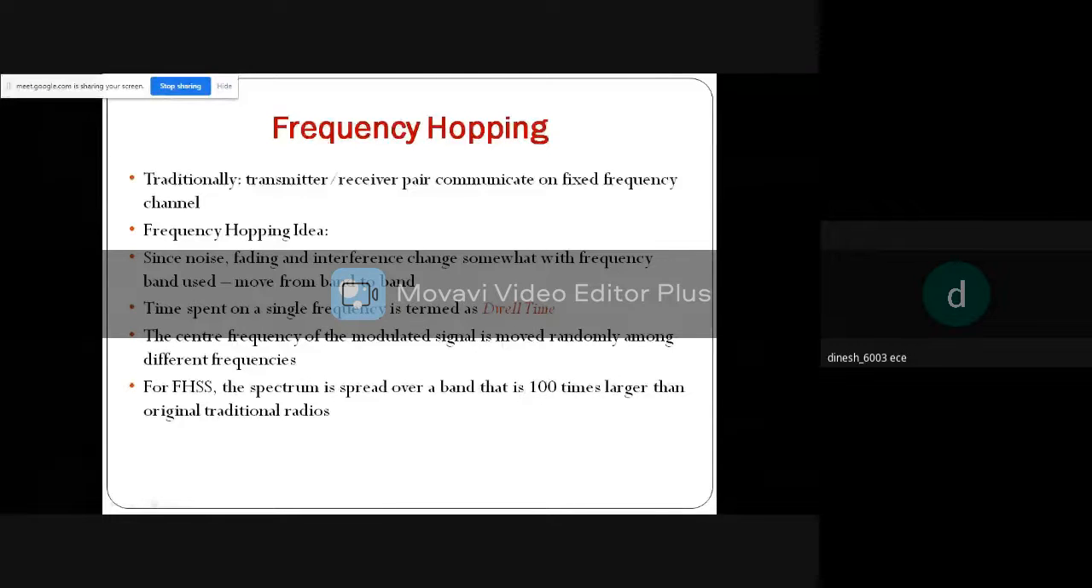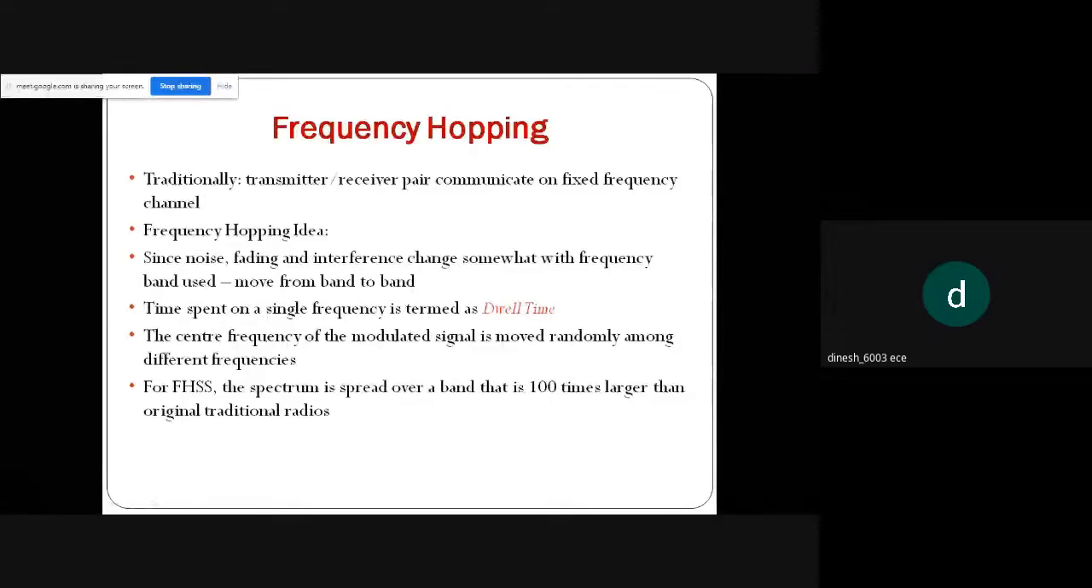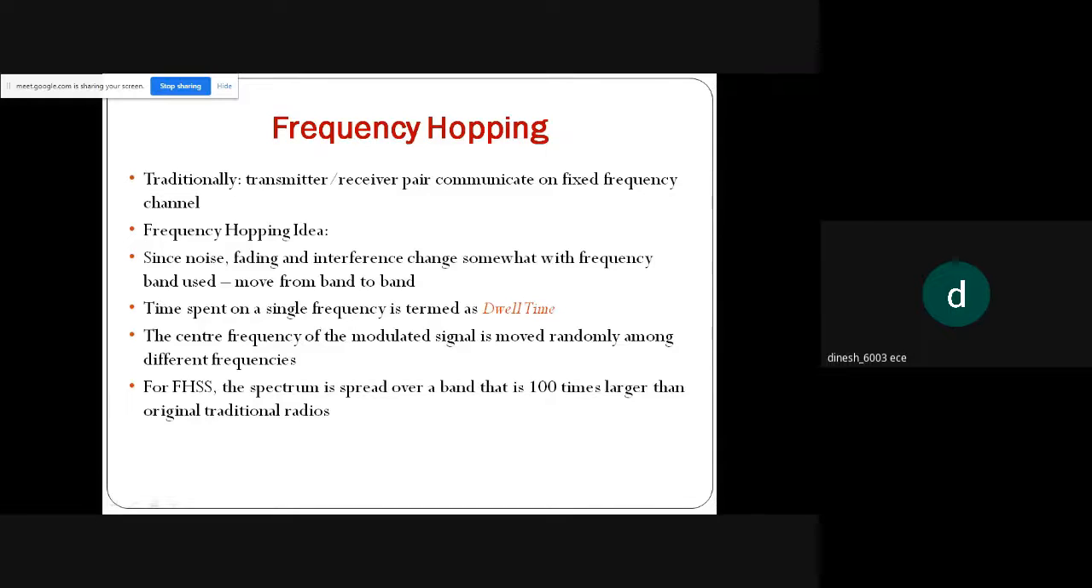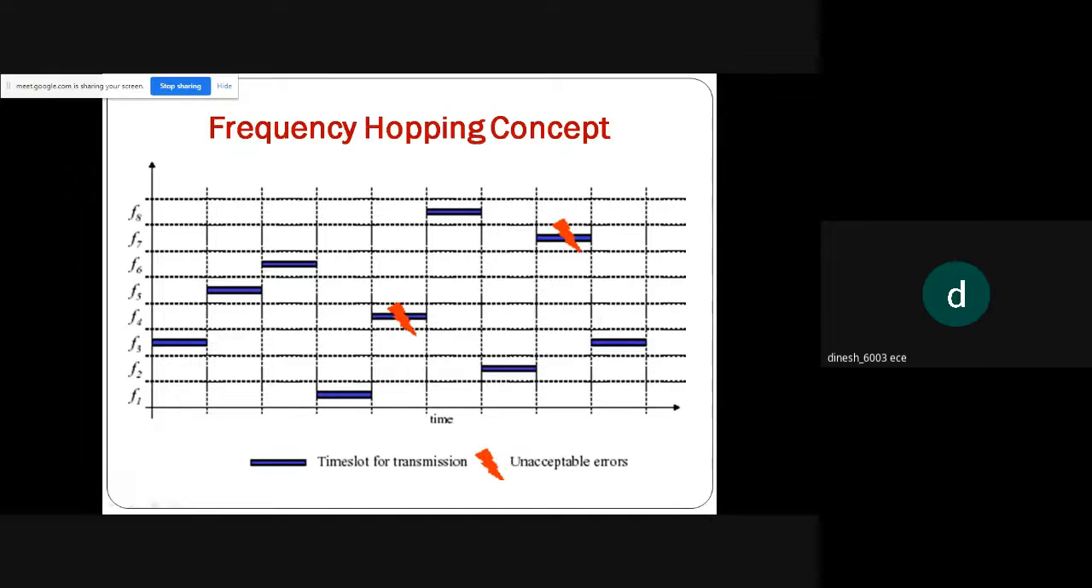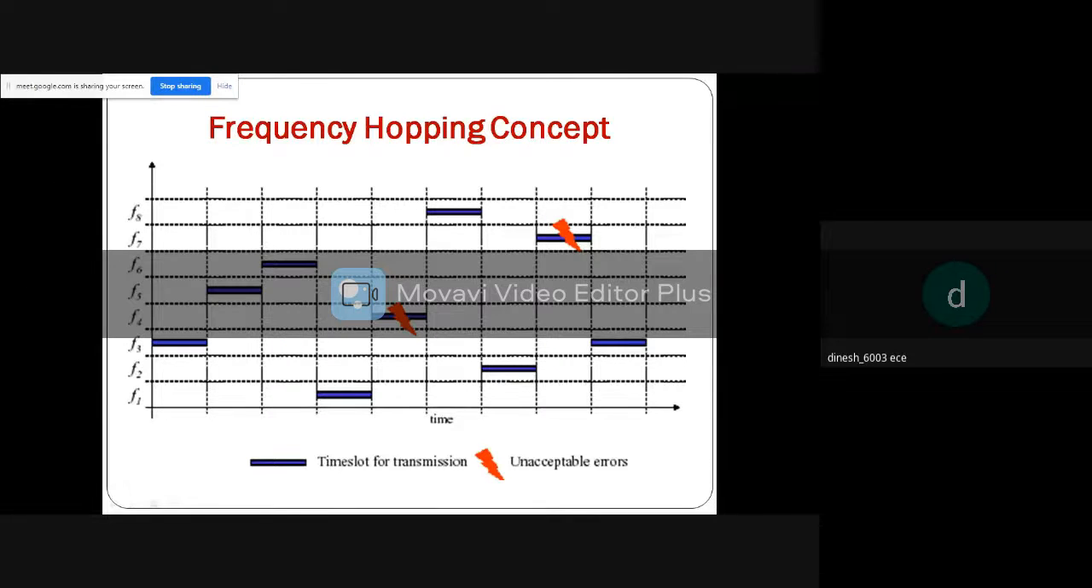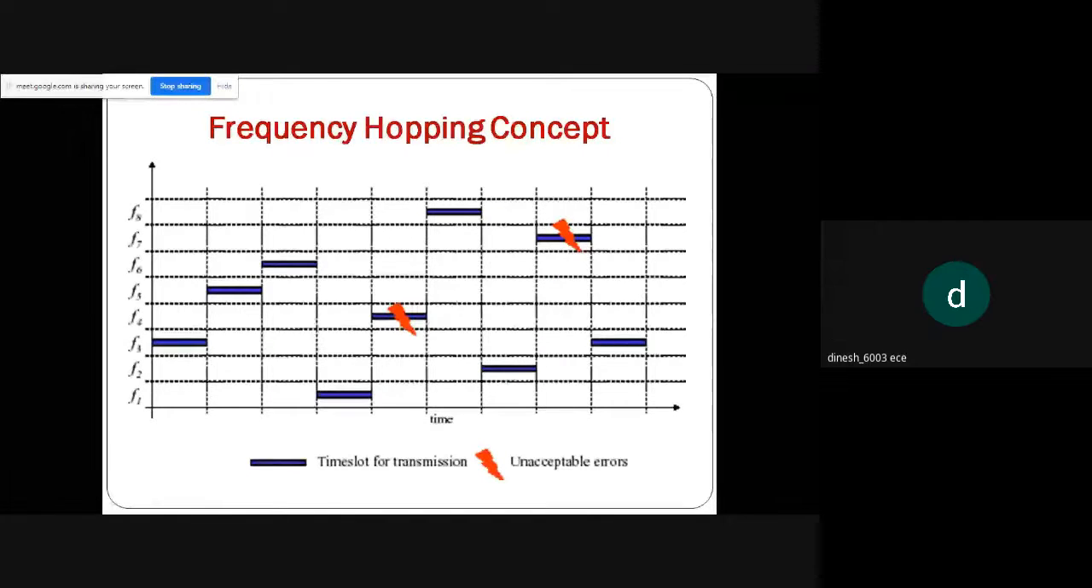So for frequency hop spread spectrum, the spectrum is spread over a bandwidth that is 100 times greater than that of traditional radios. If you have 10 kilohertz of bandwidth available, it is spread over 100 times that. So this is the concept. You can see time slots for each and every frequency, F1, F2, F3, F4, F5, F6, F7, F8, and it may vary. For every frequency, a time slot for transmission is given. In some places, a particular time slot cannot be used due to unacceptable errors. If there is an error, that slot cannot be used, so it should be retransmitted again.